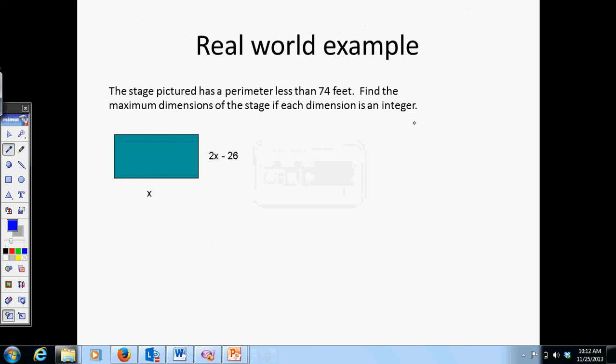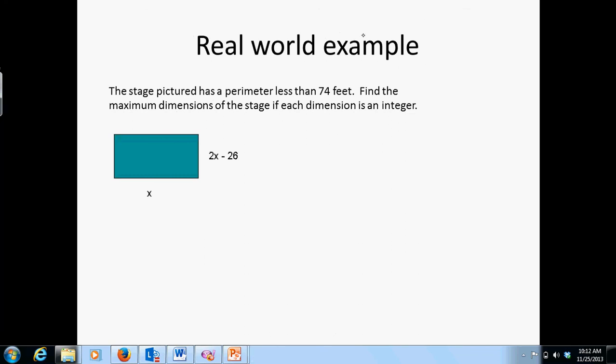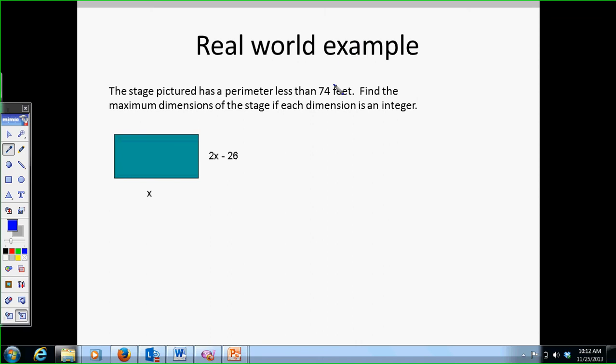Let's look at a real-world example. The stage pictured has a perimeter of less than 74 feet. Find the maximum dimensions of the stage if each dimension is an integer. In other words, looking at this diagram, we have to turn the perimeter into an inequality. Well, if this is a rectangle, and this side is 2x minus 26, this side is too. And if this side is x, then this side is x as well.